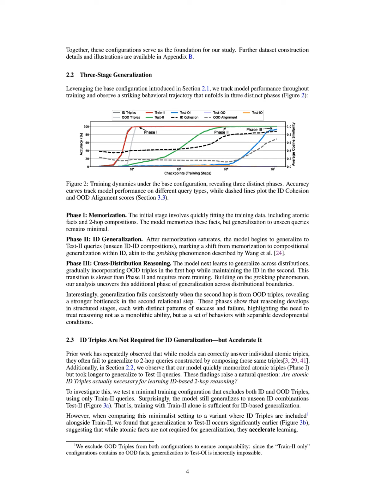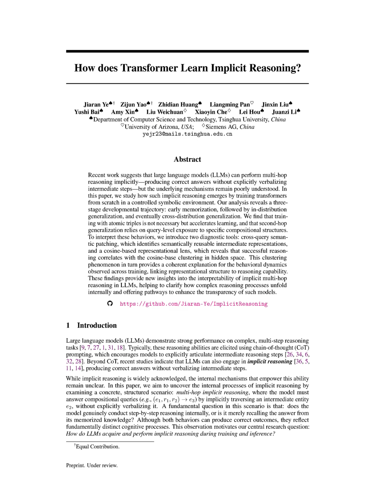Firstly, while we found that ID triples accelerate generalization by constraining the representational space, we also observed that the model's ability to generalize to OOD triples in the first hop is largely an artifact of representational alignment induced by ID exposure rather than true generalization. This suggests a bias in interpreting the model's performance on OOD queries, as it may not reflect genuine reasoning capabilities, but rather a reliance on shared representations shaped by ID triples.